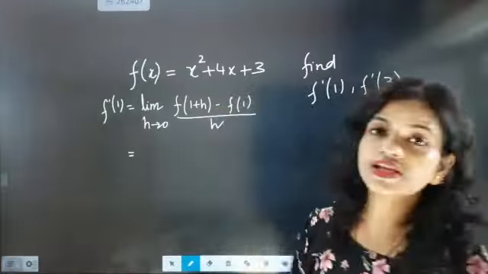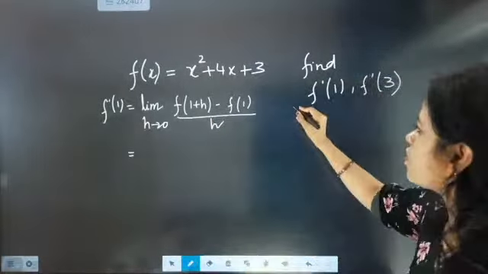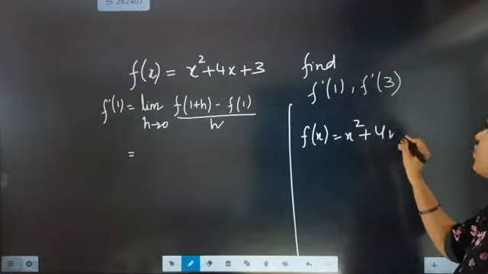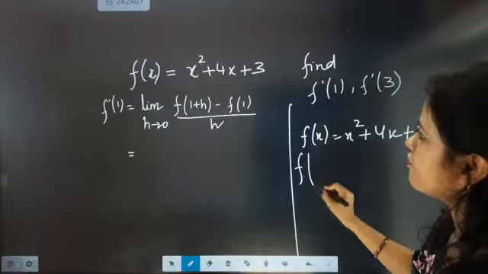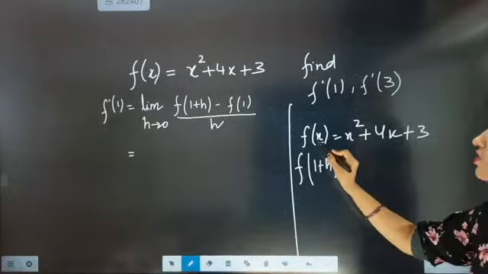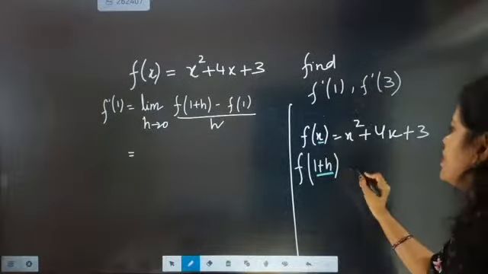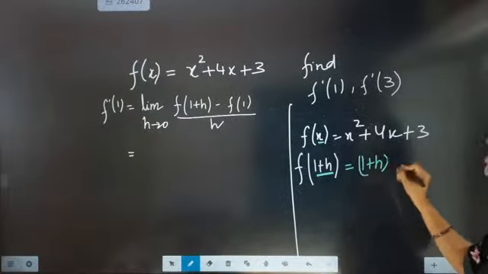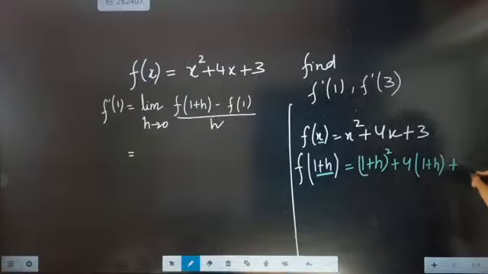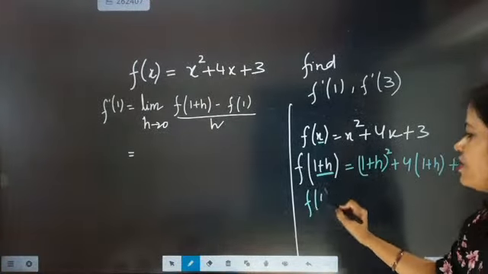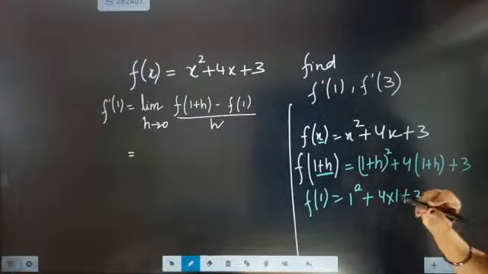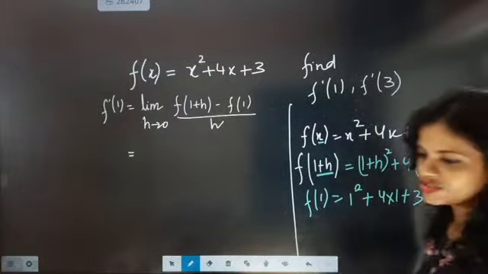Now look here. First thing is that f of 1 plus h is there. So now we are going to do our work. When f of x equal to x square plus 4x plus 3 is given, now f of 1 plus h is there. Wherever x is there, you are going to replace x with 1 plus h. So it will become 1 plus h whole square plus 4 into 1 plus h plus 3. Now f of 1: wherever x is there, it will become 1 square plus 4 into 1 plus 3. So this is exactly the type of differentiation.